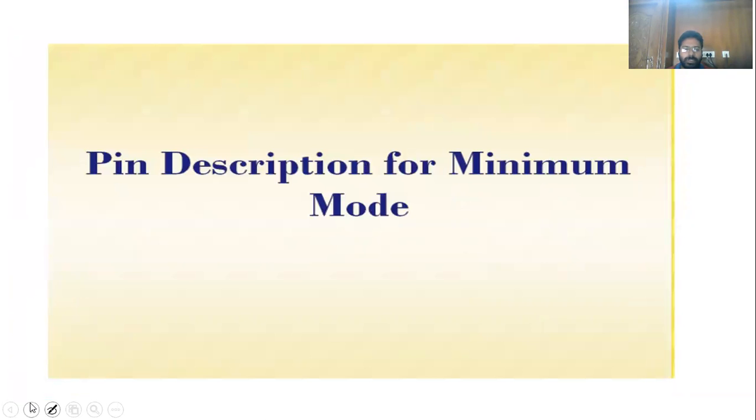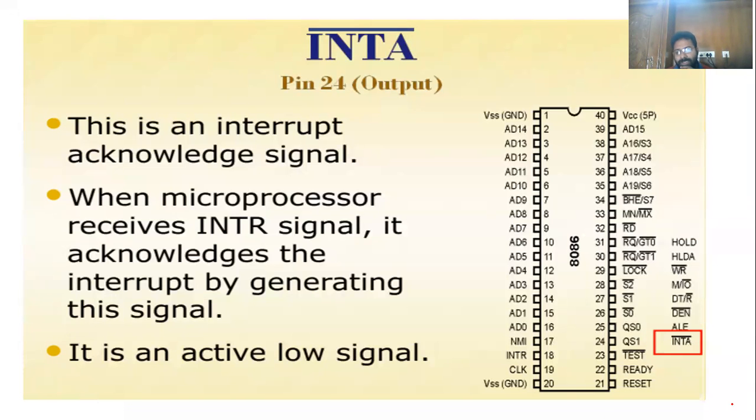You know that we completed the minimum mode in the last class. What is the minimum mode? So these are the minimum mode signals. Interrupts: whenever the microprocessor gives an interrupt request to any of the input output devices or memory, if that interrupt is accepted, the acknowledgement is given by this 24th pin, which we call interrupt acknowledgement. You know what ALE is, address latch enable.